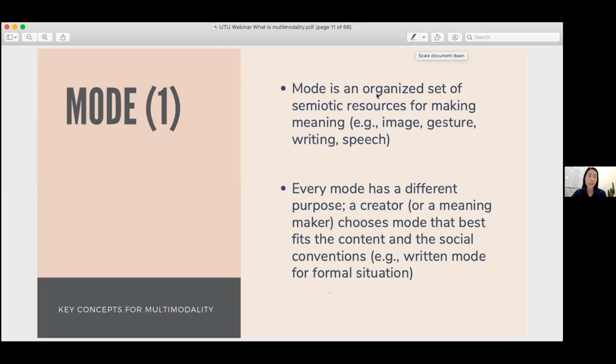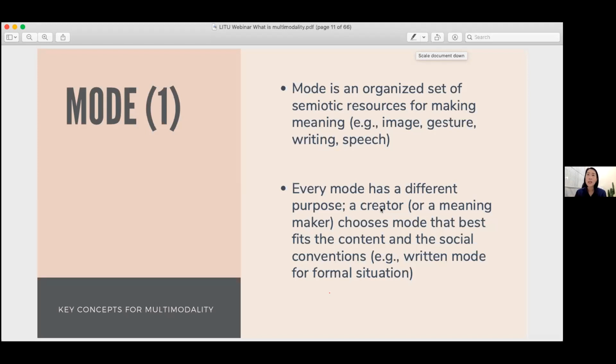But the thing about mode is that every mode has a different purpose, right? A creator, or a meaning maker, chooses the mode that best fits the content and the social conventions. So we look at the creator's interest and the meanings that they want to convey. You have something that you want to say to the world, and you have to choose the best mode that fits what you want to convey.